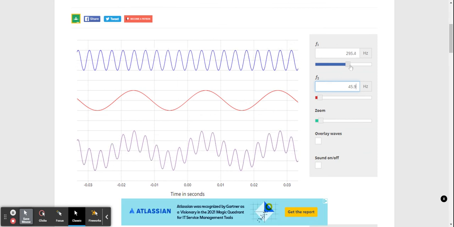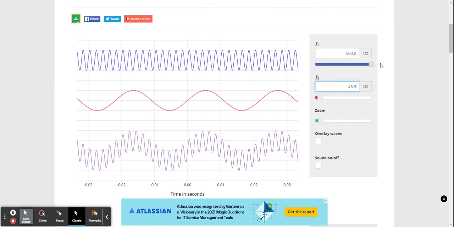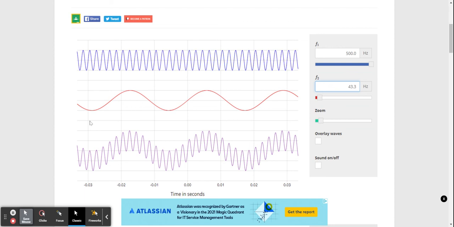If I were to increase that frequency, you can see that what's happening is this red one here is like the carrier wave for the one above. So you've got this high frequency wave being carried on this low frequency wave. So that's kind of what's going on here.